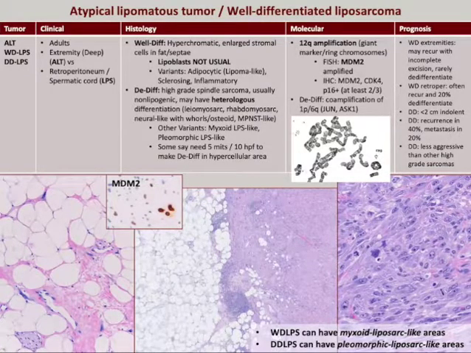If there's one thing I want you to remember of all this, please remember that retroperitoneal specificity of this chromosome 12, MDM2, well-diff, D-diff spectrum.